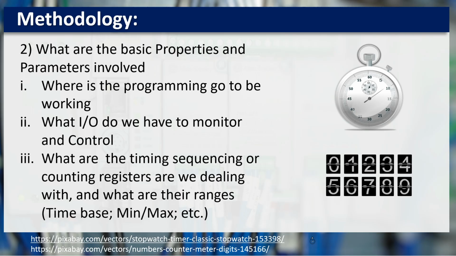The next part is figuring out the basic properties and parameters involved. So, for example, where is the program going to be working? What inputs and outputs do we have to monitor and control? What are the timing sequences or accounting registers that we are dealing with? And what are their ranges, their time base, their minimum and maximum? All of these things have to start entering into our bigger plan.